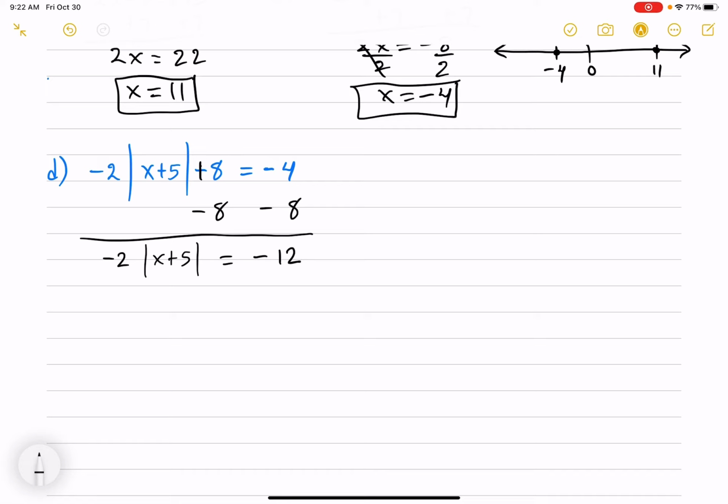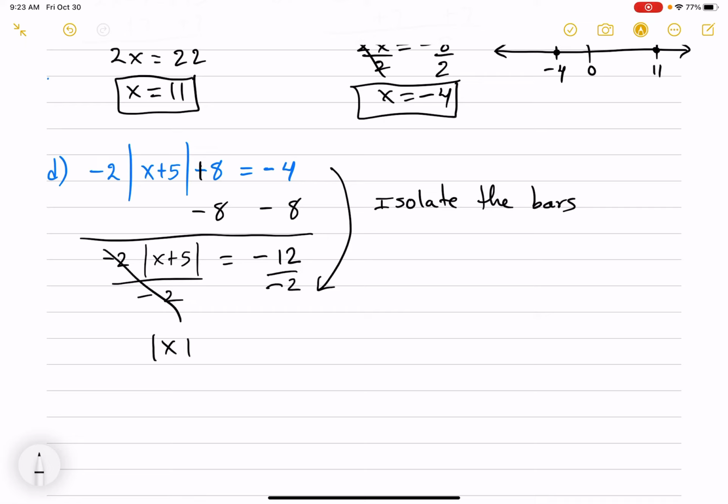Dividing both sides, because now I need to isolate the bars. Let's go write that down. We're trying to isolate the bars, the absolute value bars, I mean. And so we need to divide both sides by negative 2 to get the bars by themselves. And we say that the absolute value of x plus 5 is 6.